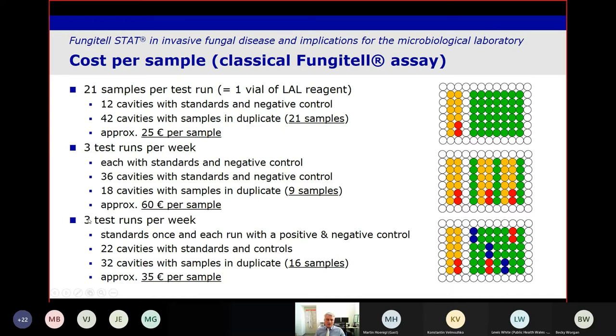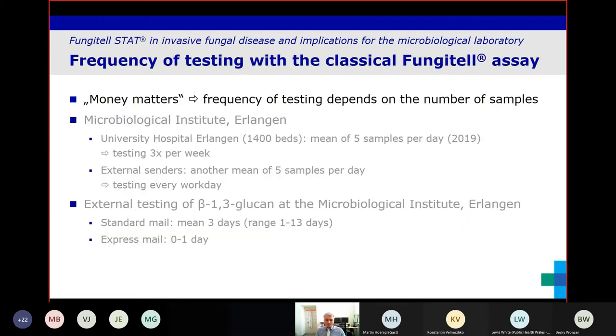And this means we were able to do 3 test runs per week. We were able to measure 16 samples, at a price of 35 euros per sample, which was okay for our clinicians. Now, money matters. So the frequency of testing depends on the number of samples. That is something for sure.